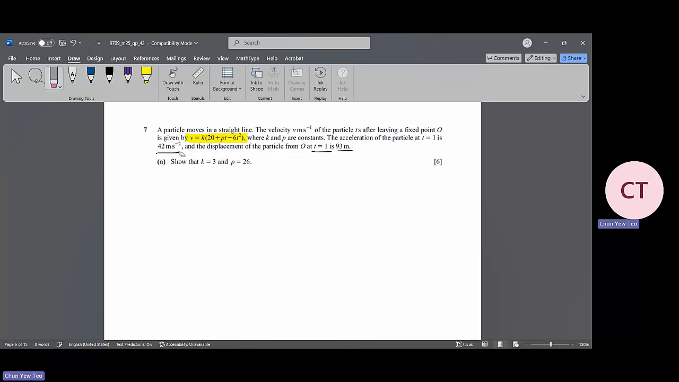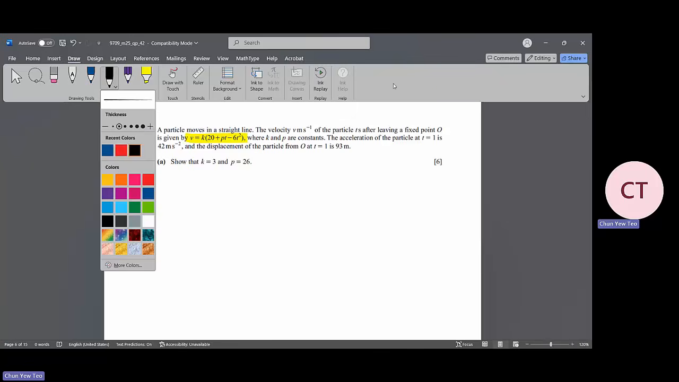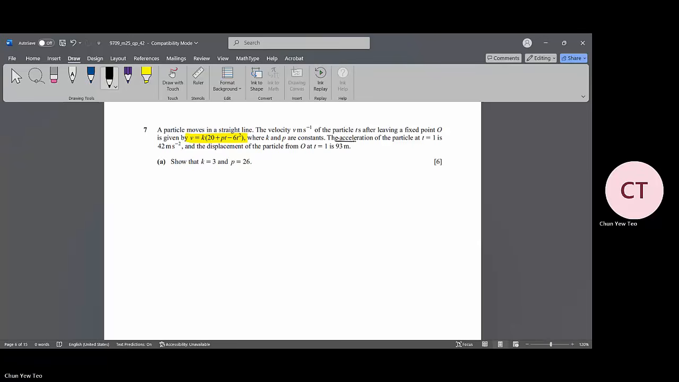So this one, you can see, obviously the acceleration is a variable acceleration. So we need to use differentiation and integration to solve the problem. Okay, so the question is telling you the acceleration. For acceleration, we just need to find dv/dt. Just differentiate, you get p minus 12t. Then when t is equal to 1, your a is equal to 42. So you just put t equal to 1 inside, you get p minus 12 is equal to 42. I call this equation 1.